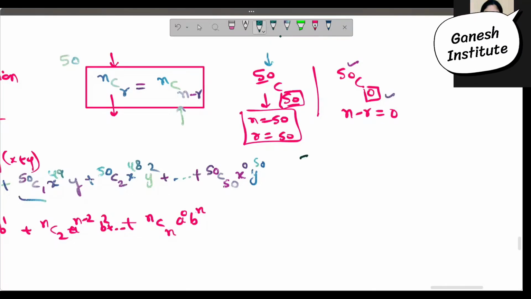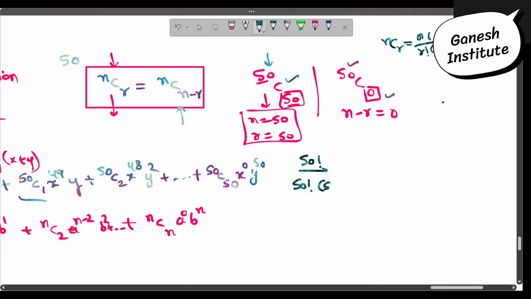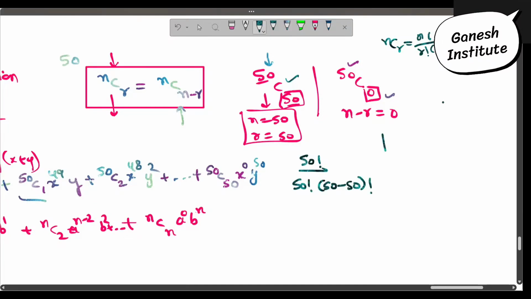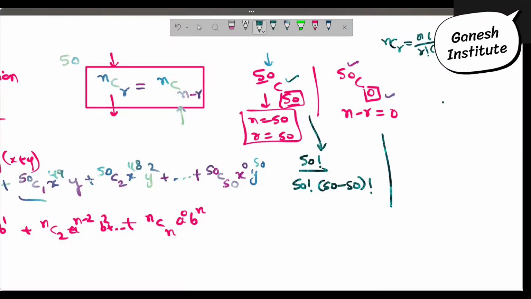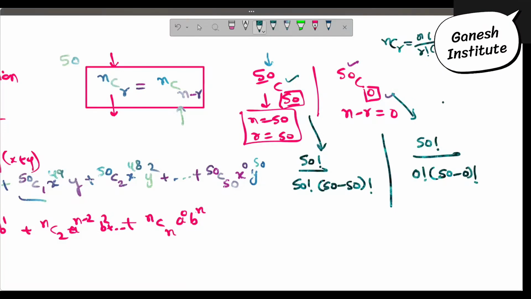So you'll see this is 50 factorial. The formula is NCR equals N factorial upon R factorial into N minus R factorial. So 50 factorial upon 50 factorial into 50 minus 50 factorial. And here the expansion will be 50 factorial upon 0 factorial into 50 minus 0 factorial, right? So see, this is gone. Only 0 factorial is left, which is 1. Then 50 minus 0 is 50, and 0 factorial is 1. So you can see this result holds here.